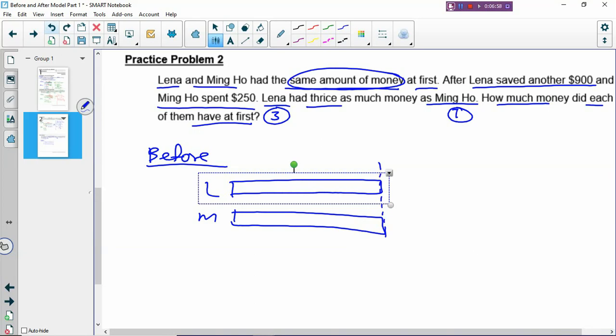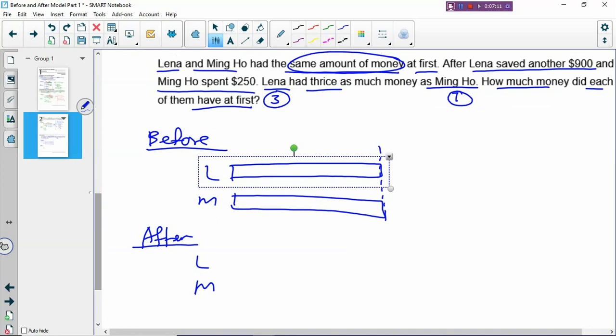Now the after, Lina saved another $900. So you can actually separate the model, or you can also join them together. For this lesson, I will separate them so that it's easier for you to see. But once you get better, you can actually join them together. So Lina saved another $900, which means that, let's look at the before model again. She saved another $900, so you can see a dotted box.